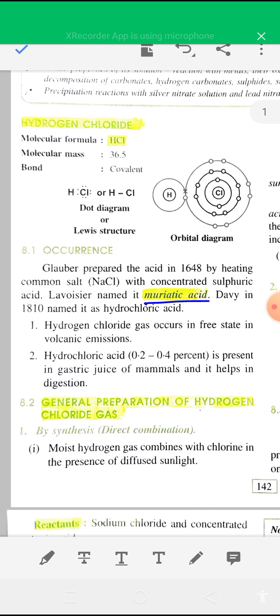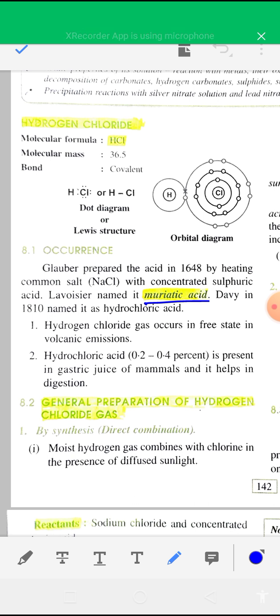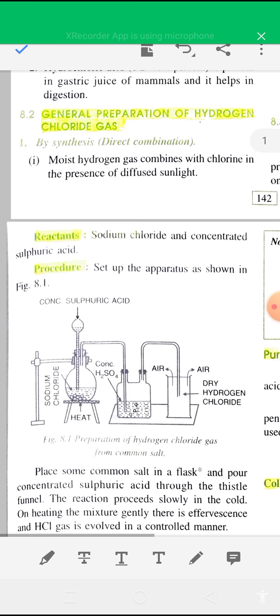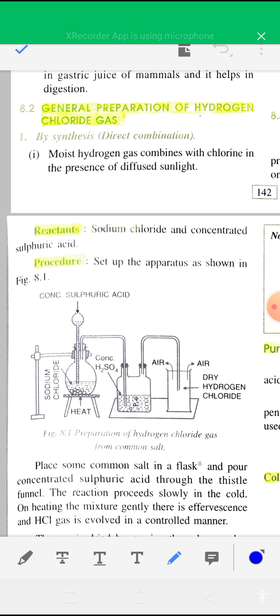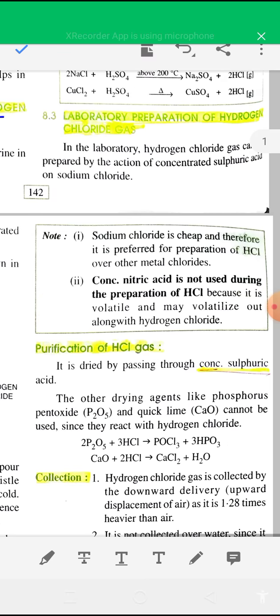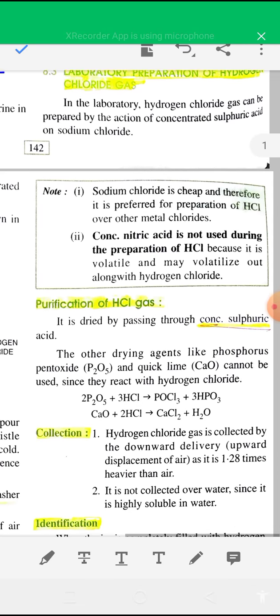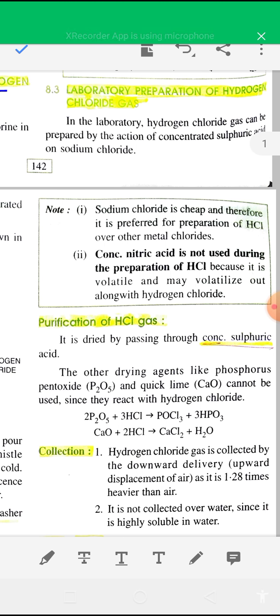Now see preparation. You know the formula of hydrogen chloride, that is HCl. It is a covalent compound. The electron dot structure, Lewis dot structure of hydrogen chloride is given here. So now see the general preparation of hydrogen chloride. According to the syllabus, you have to read the lab preparation of hydrogen chloride only.